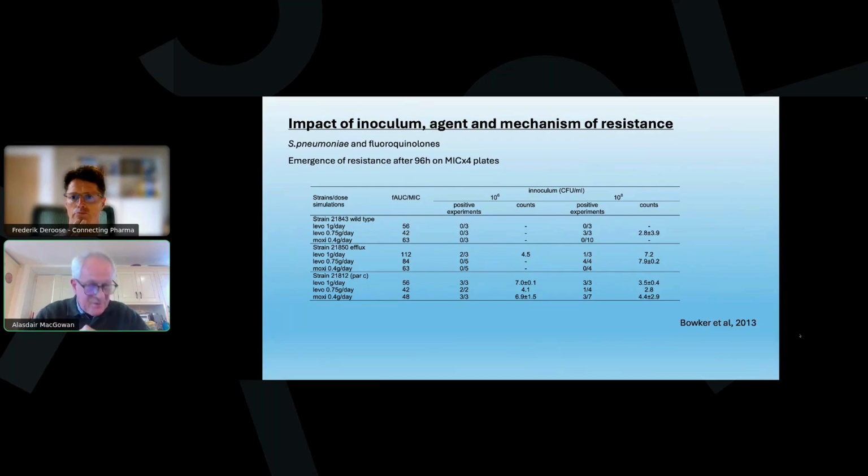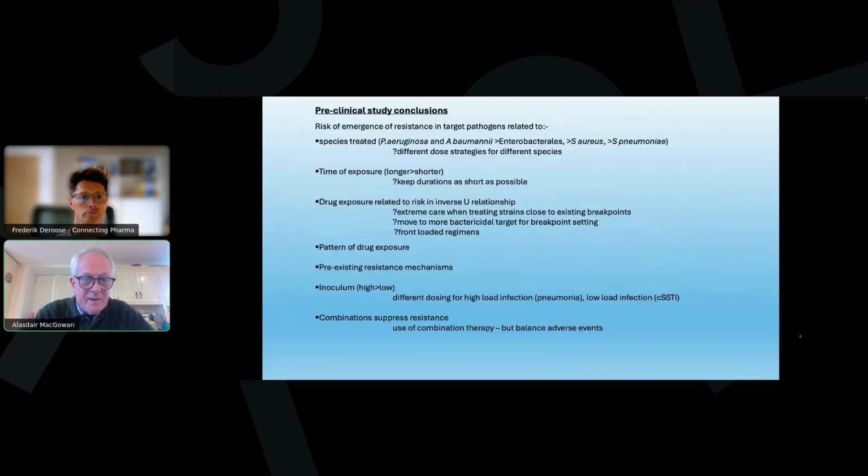And so almost finally, if we go to the next slide, I've just tried to summarize some of this for you. The risk of emergence of resistance in these models is related to what you're exposing, and say with Pseudomonas and Acinetobacter baumannii, you're likely to see quite a lot of emergence of resistance, while with some other gram-positive species that's less. The longer you expose, the more likely you are to see resistance.